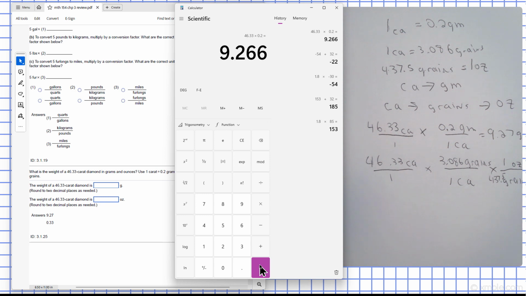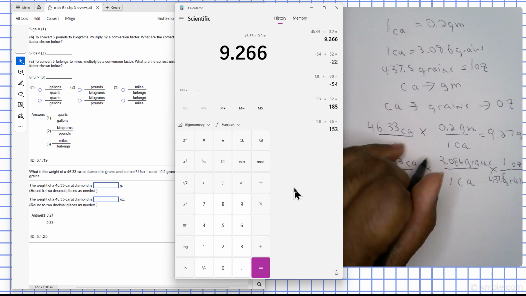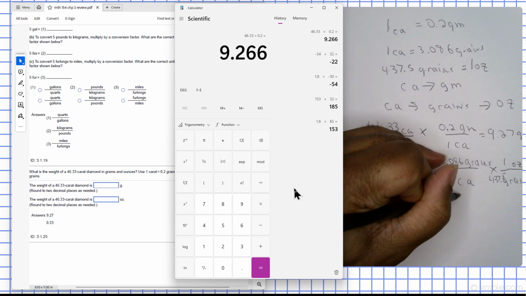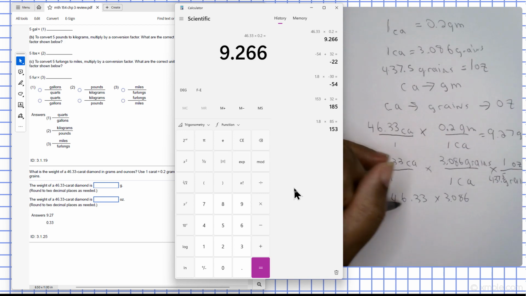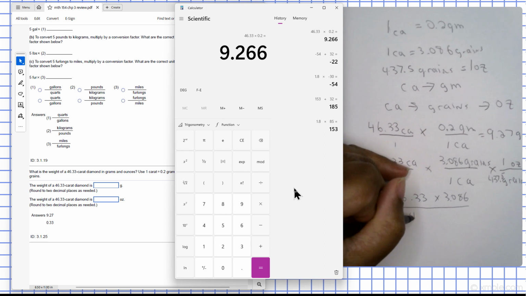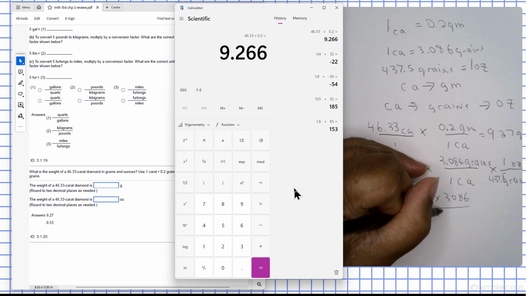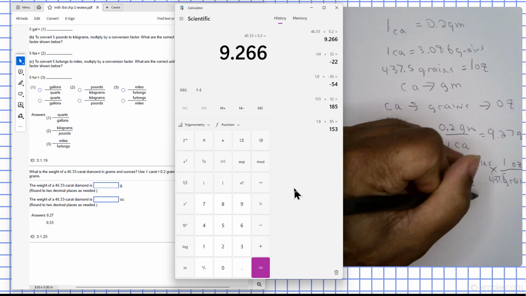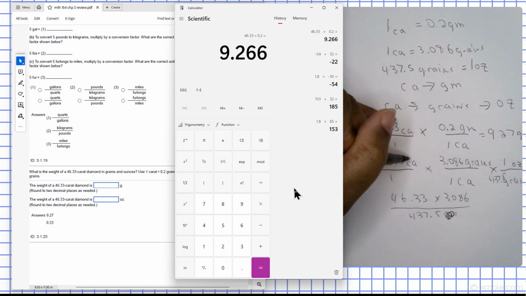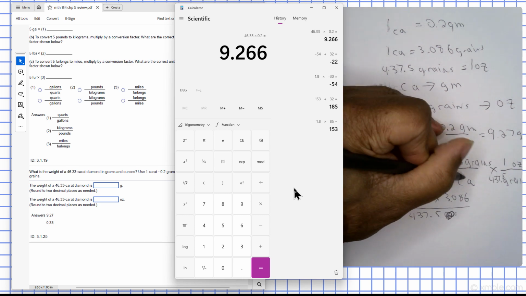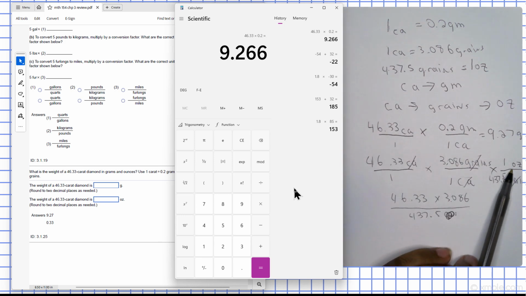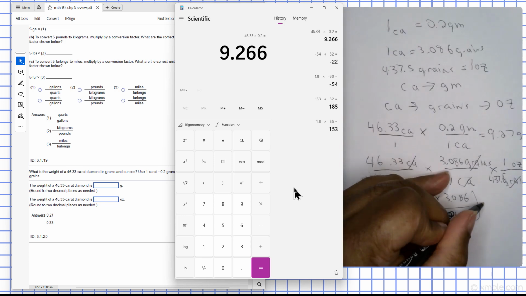So what we end up doing is across the top, we're going to have 46.33 times 3.086, divided by 437.5. And we see that the carats cancel out, the grains cancel out. The only unit that's left is ounces. So all of this is in ounces.